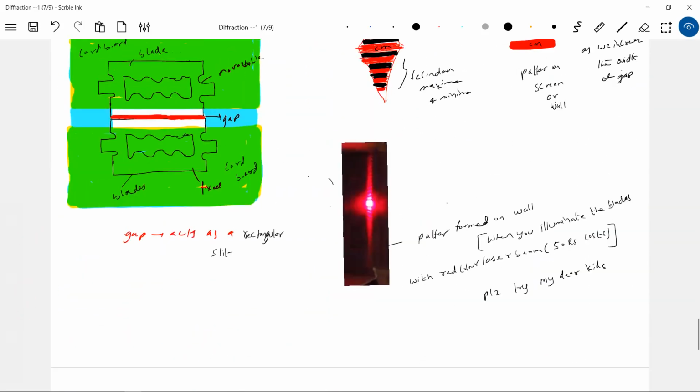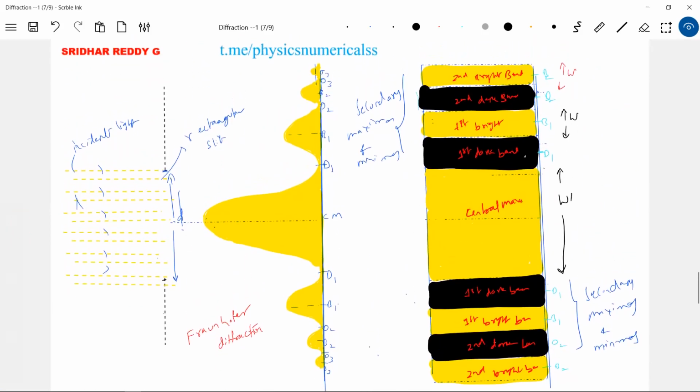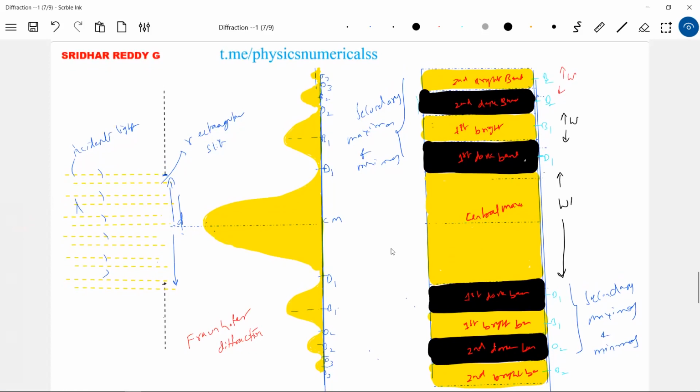Okay, we'll do one thing. We'll end the class here. The next class will happen. I'll continue with the discussion on this, particularly why the intensity here has a maximum, why the width of the central maxima is more than the width of the secondary maxima, and how to get the angular width of the different maxima, their angular position, the linear position, and then resolving all those things.